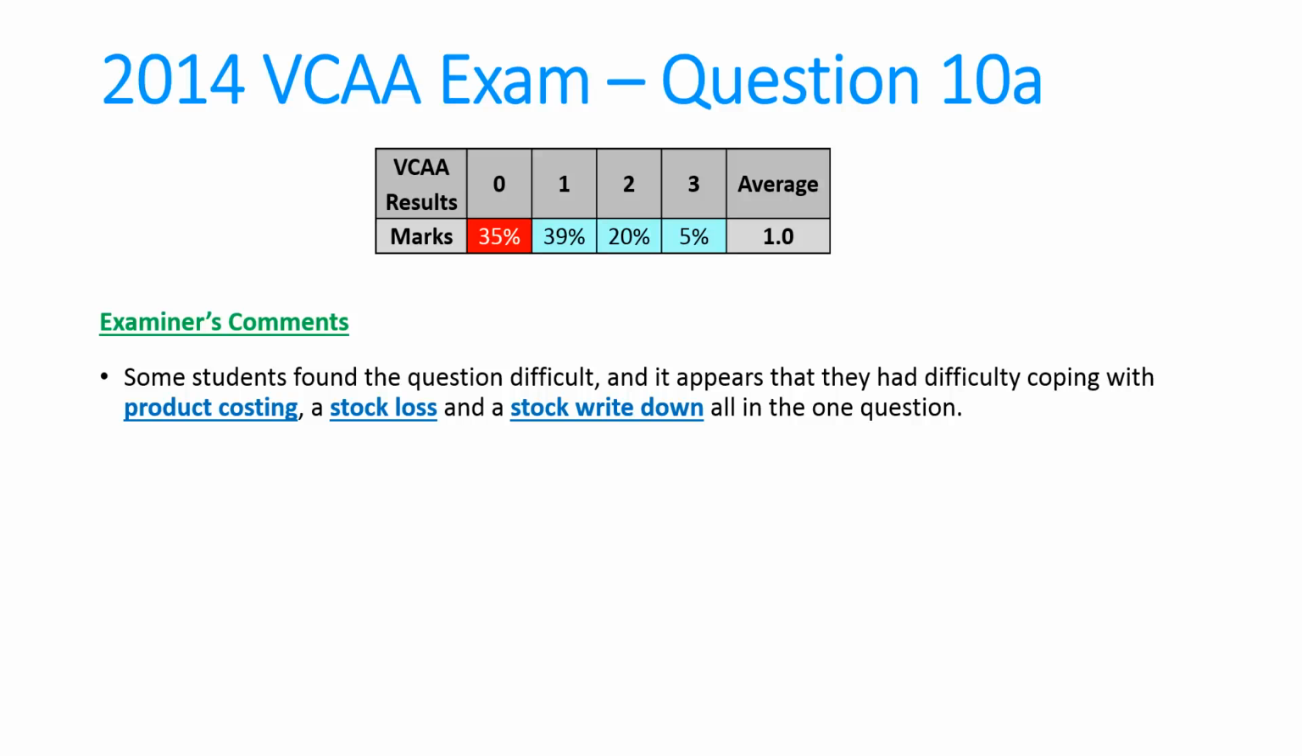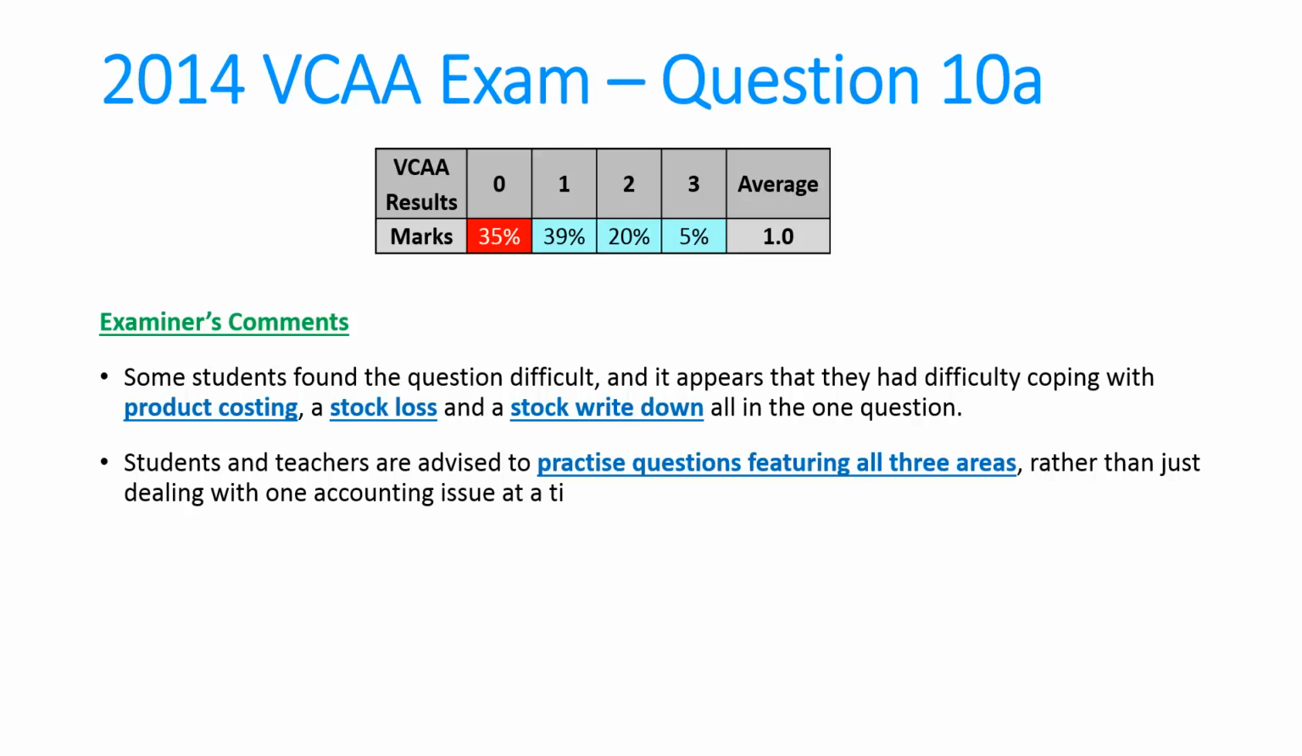So specifically, the examiner pointed out that a lot of students had trouble dealing with a few different topics combined together. First of all, product costing, a stock loss, and a stock write-down. And the examiner's put in a little bit of a tip here. Remember to practice questions featuring all 3 of these areas at once, rather than just separate questions dealing with one of these issues at a time.